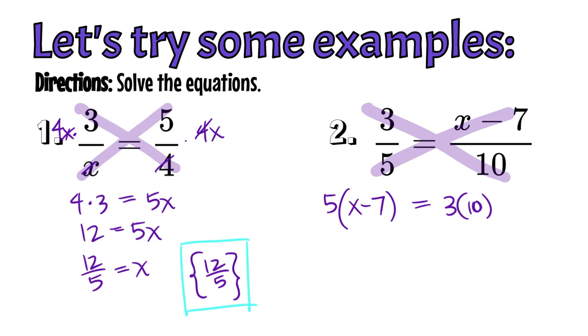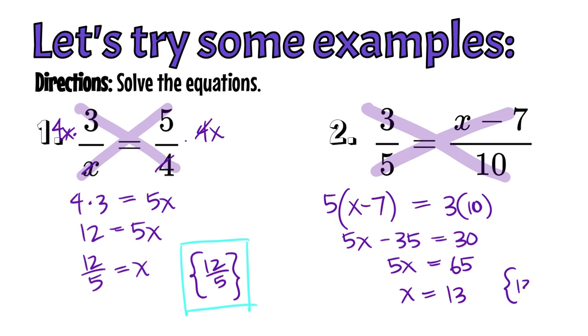So then we have 5 times x minus 7. We're going to distribute the 5, so that gives us 5x minus 35 equals 30. We want to isolate the term that contains the variable, so we add 35 on both sides. On the left, we're left with 5x. On the right, we have 35 plus 30, equals 65. Then we divide both sides by 5. On the left, we're left with x, and on the right, we have 13. So our answer to this equation is 13.